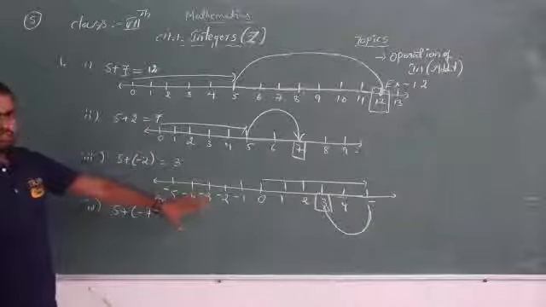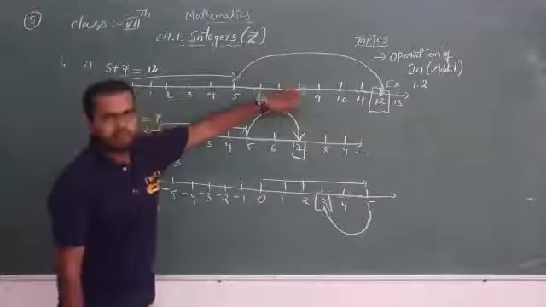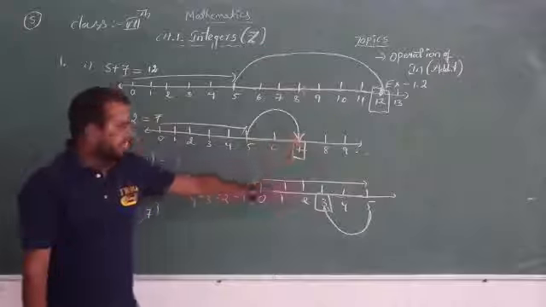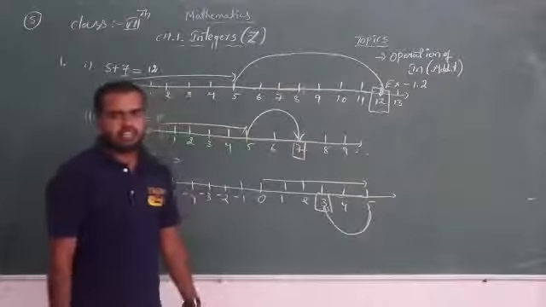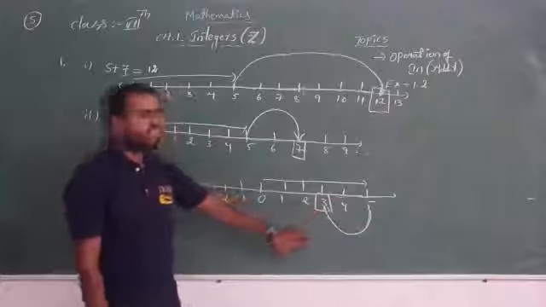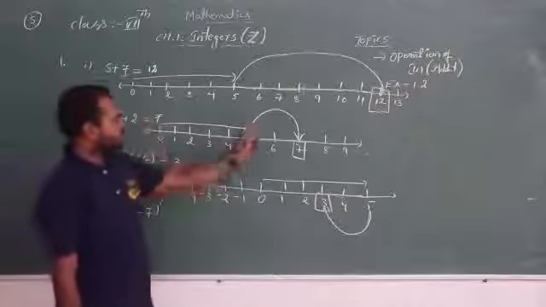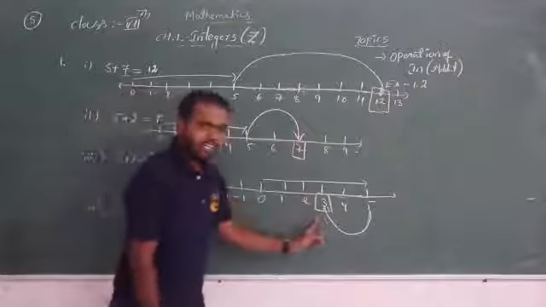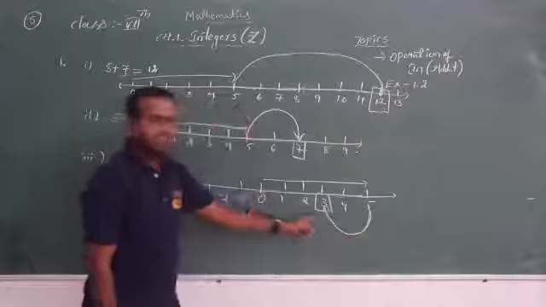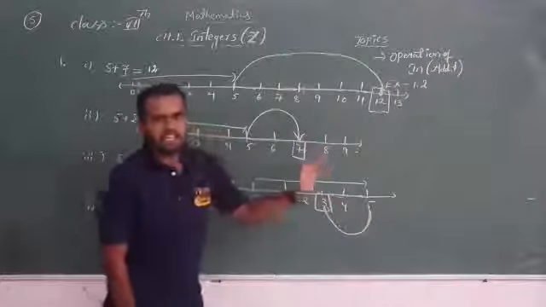So I think everyone understood, right? See, the addition I am doing on the top of the number line, and the subtraction I am doing on the bottom of the number line, so that it will not confuse you. Whenever we are adding a positive integer, see the arrow mark, we are moving right side. But here we are adding a negative integer, so we are moving left side on the number line.